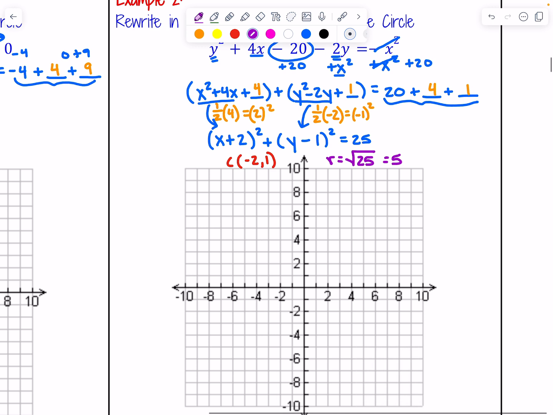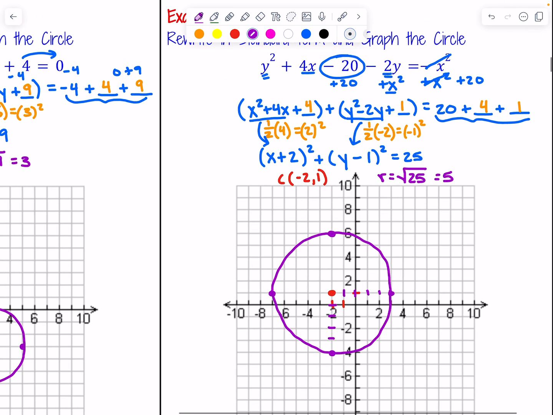So let's plot those. We have -2, 1. So go left 2, up 1 to put the center point. And then the radius, we need to go 5 units from the center in all directions. So 1, 2, 3, 4, 5 there. And then 1, 2, 3, 4, 5 down. And then just sketch a circle as best you can. It doesn't have to be perfect. All right, so that's it for circles that are not in standard form.